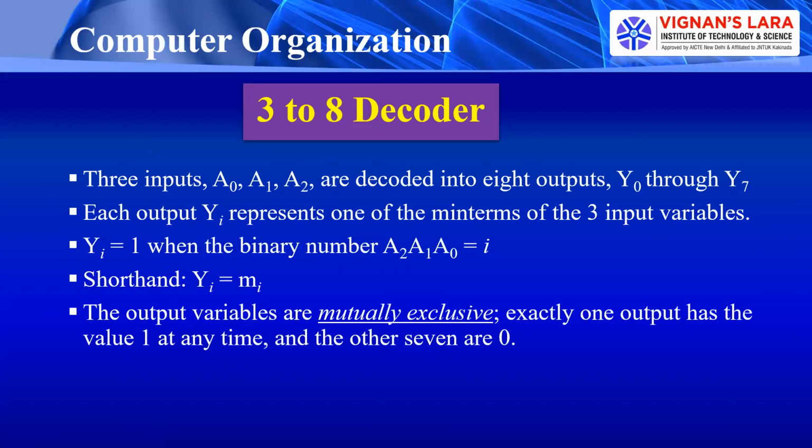Exactly one output has a value 1 at any time, and the other 7 outputs for this case are equal to 0. That means mutually exclusive. That means only one output of your decoder is active and the rest of the outputs are inactive.